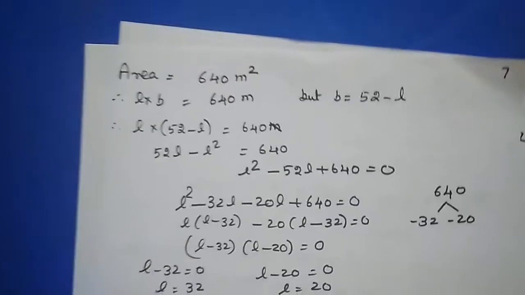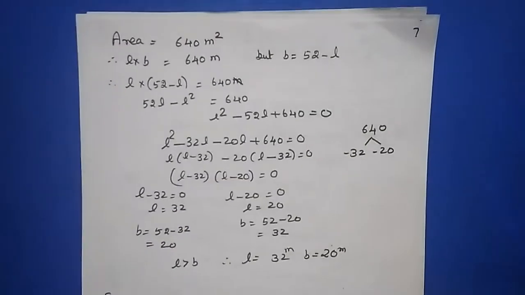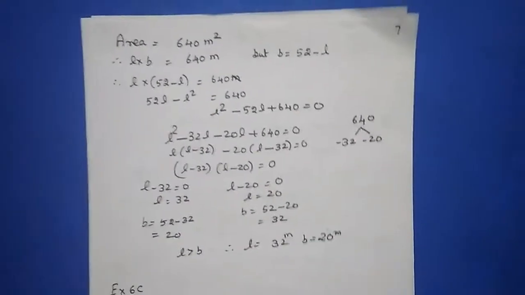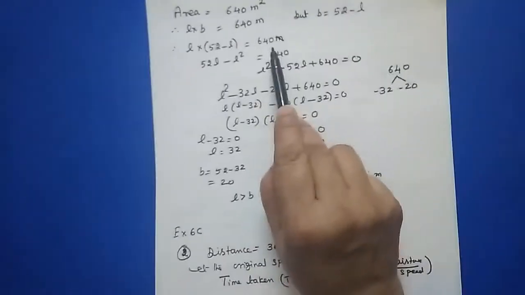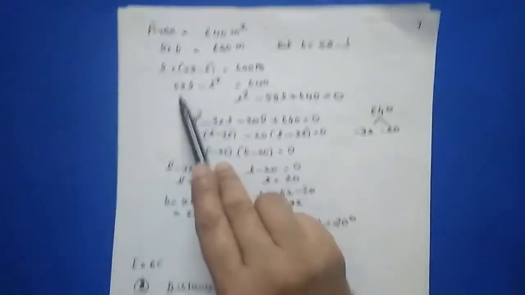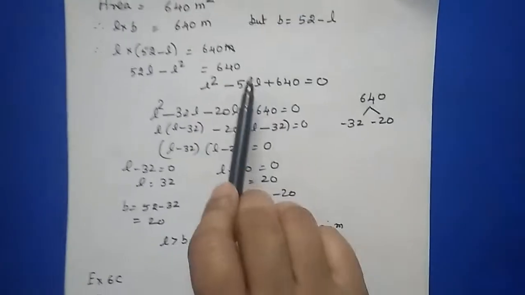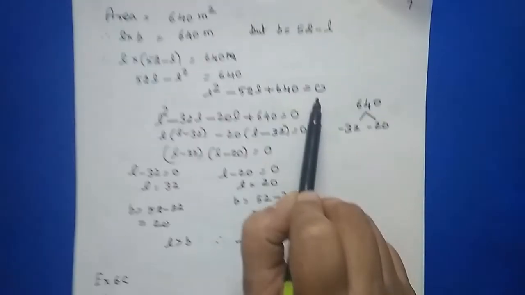Next, what is given? Area is given. Area of rectangle is 640 meters square and the area formula L into B is equal to 640. In the place of B, you substitute 52 minus L. So, L into 52 minus L is equal to 640. Remove the bracket. 52L minus L squared is equal to 640. Bring it to your positive side. L squared minus 52L plus 640 is equal to 0.